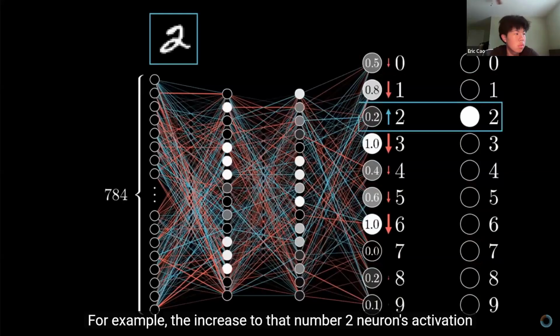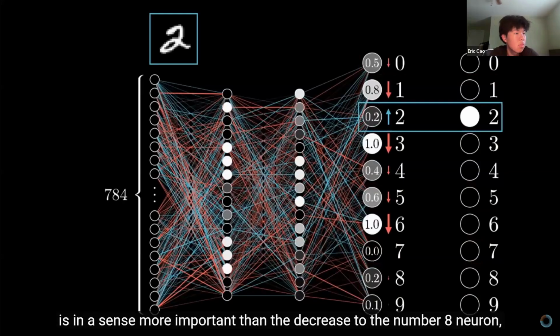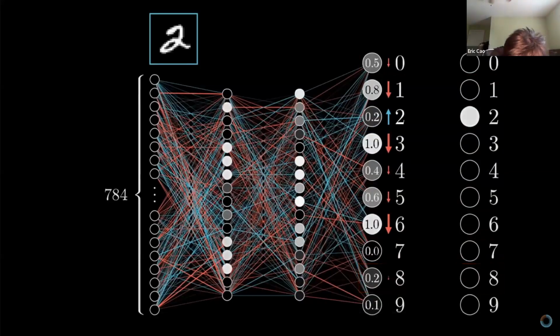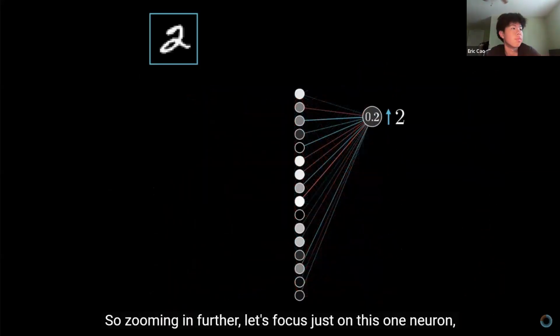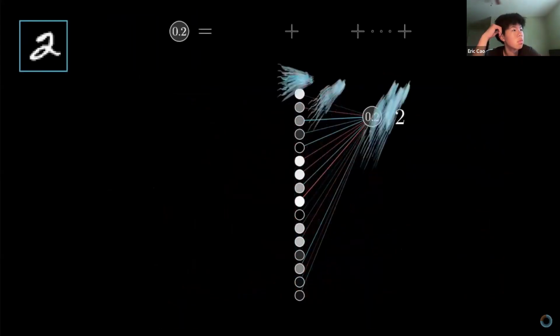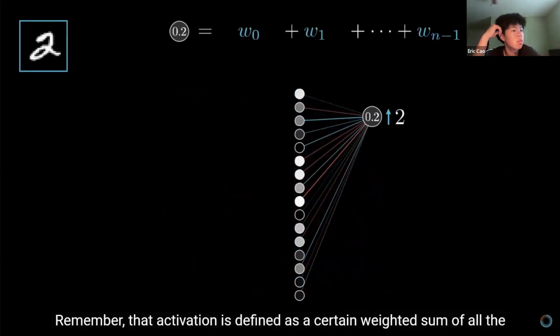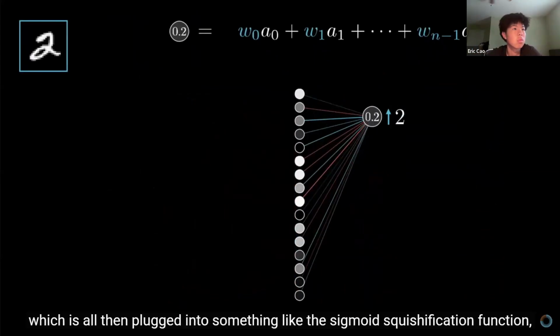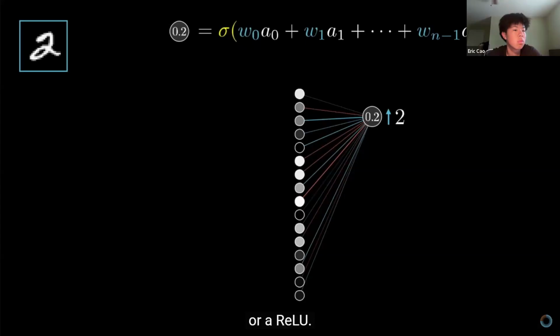For example, the increase to that number 2 neuron's activation is in a sense more important than the decrease to the number 8 neuron, which is already pretty close to where it should be. So zooming in further, let's focus just on this one neuron, the one whose activation we wish to increase. Remember, that activation is defined as a certain weighted sum of all of the activations in the previous layer, plus a bias, which is all then plugged into something like the sigmoid squishification function, or a ReLU.